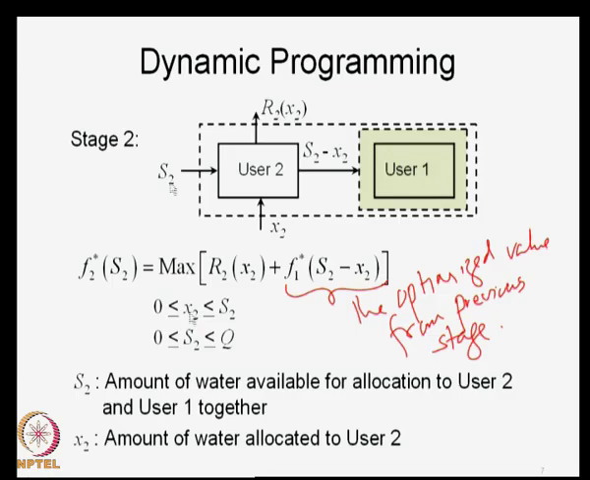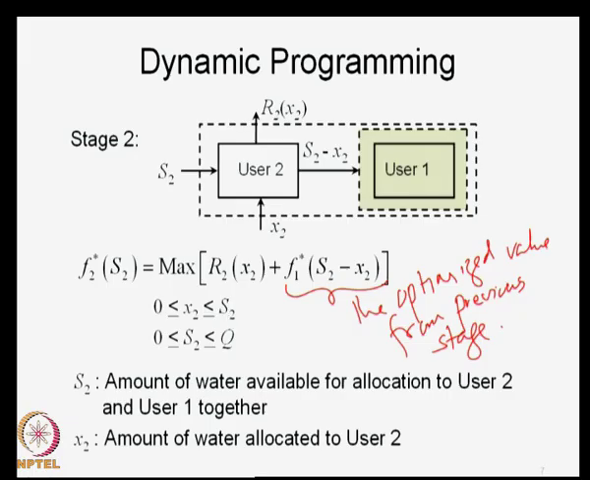Again, S2, which is the amount of water available at stage 2, can take on only values up to Q, which is the maximum available water, which in this particular case is 6 units. So, we solve this problem for S2 taking on values 0, 1, 2, 3, 4, etc. up to 6, and x2, which is the amount of water allocated for user 2, can go up to S2. Let us say S2 is 4 units, then x2 cannot be anything more than 4 units. Therefore, x2 goes up to S2.